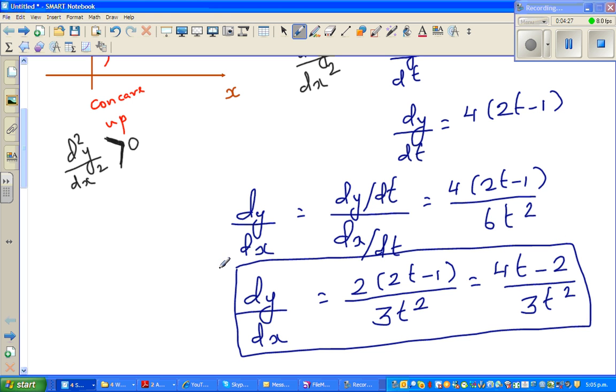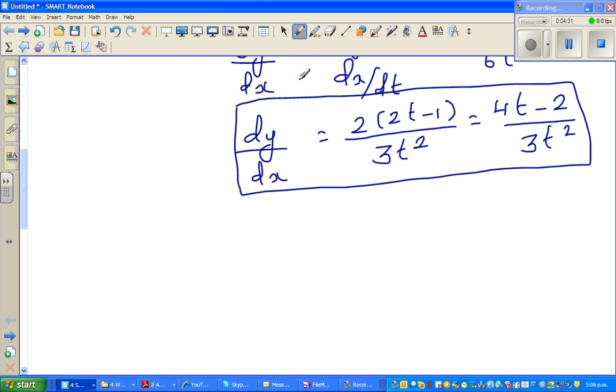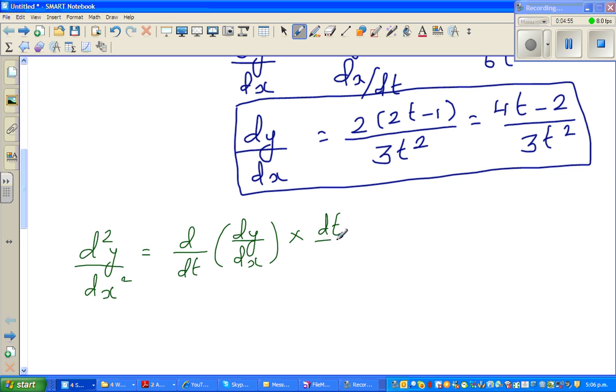Now to find the second derivative, you have to understand something very interesting here. So let me make it green. We can say d squared y by dx squared, the second derivative, is d by dt of dy by dx, times dt by dx. See, dx and dt are all differentials. Now to explain this, d squared y by dx squared is nothing but d by dx of dy by dx. That means you are differentiating the first derivative with respect to x, and you get the second derivative.